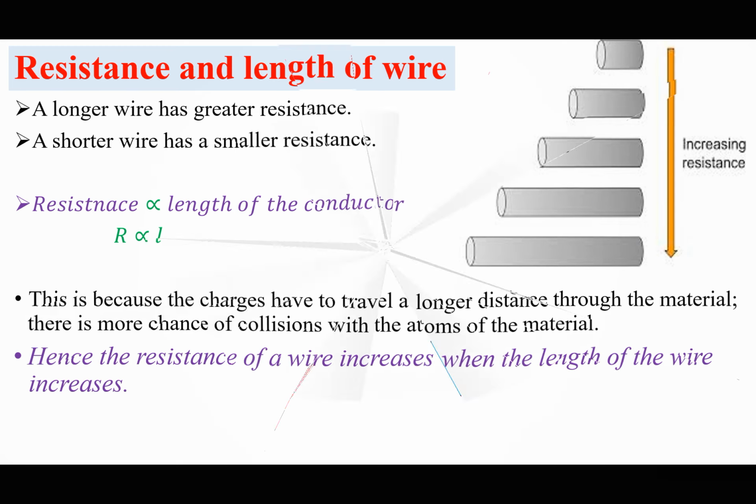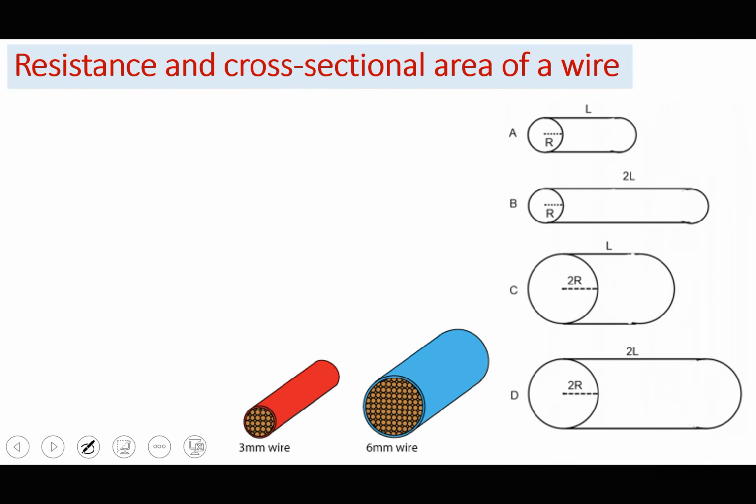How does cross-sectional area affect resistance? Let's look at cross-sectional area and resistance. Let's compare 1, 2, 3, 4. Let's compare A and B. These ones have the same cross-sectional area, but different lengths. And these ones also have the same cross-sectional area, but different lengths. So if I compare this one and this one here, same length, different cross-sectional area.